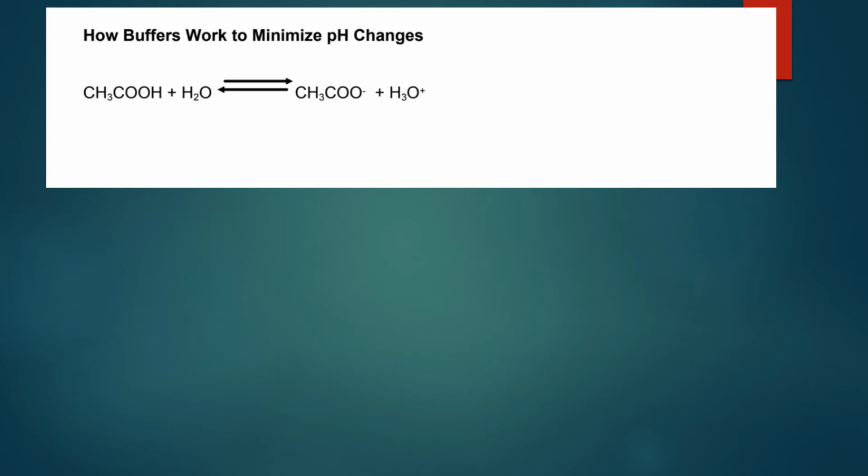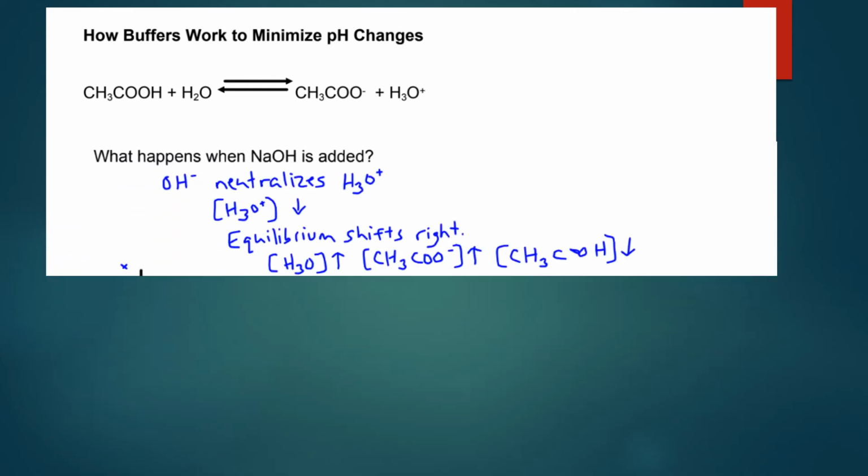So here's another example of how the buffers work to minimize pH changes. This time we're going to try it with a base. So what happens when sodium hydroxide is added? Well, that hydroxide from the sodium hydroxide will neutralize the H3O+. They'll mix together in a neutralization reaction and form water. So that's going to decrease the concentration of hydronium. That's going to shift equilibrium to the right.